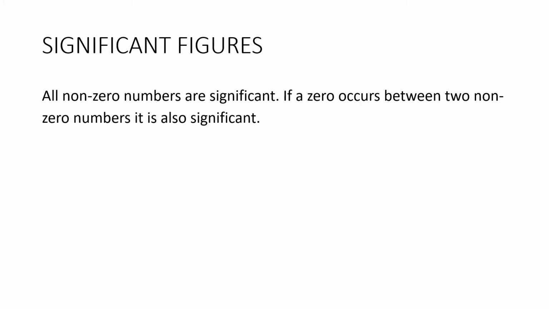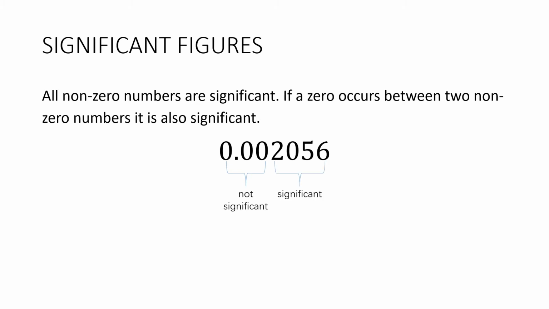Now all non-zero numbers are significant, but if a 0 occurs between 2 non-zero numbers, then it is also significant. Let's have a look at this number here, 0.002056. These zeros here are not significant. They're placeholders. But all of these are significant, including this 0, because it's in between 2 other significant figures. So we would say that this number has 4 significant figures.